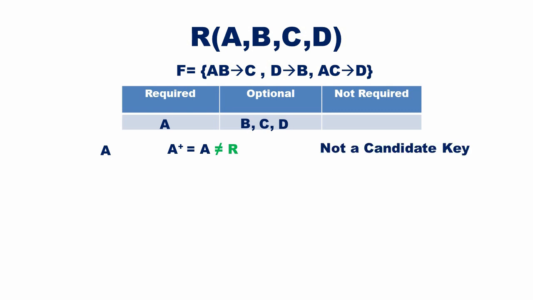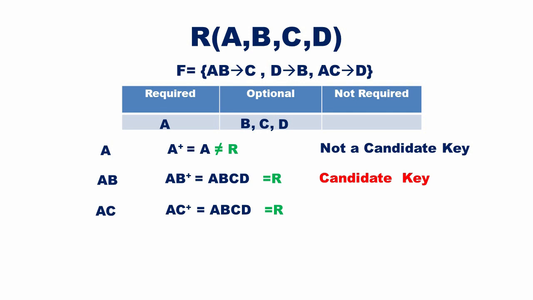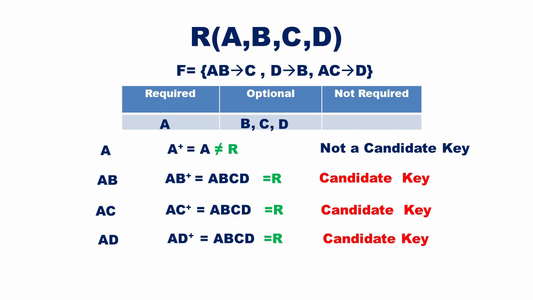Try combinations with optional attributes. AB plus is equal to ABCD. So it is a candidate key. AC plus is equal to ABCD. So it is a candidate key. AD plus is equal to ABCD. It is also a candidate key. Hence the table has three candidate keys: AB, AC and AD.